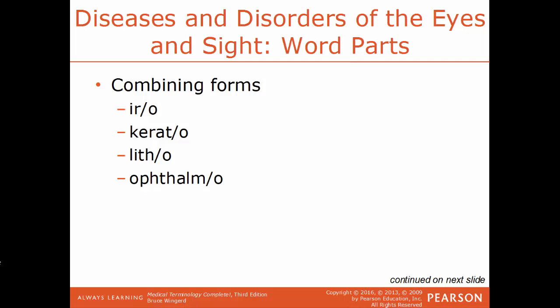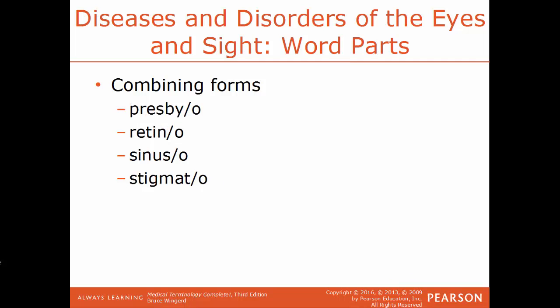And ophthalmo is a reference to the eye. Presbyo is a reference to old age. Retino is a reference to the retina. Sinuso is a reference to a sinus. And stigmato is a reference to a point or a mark.